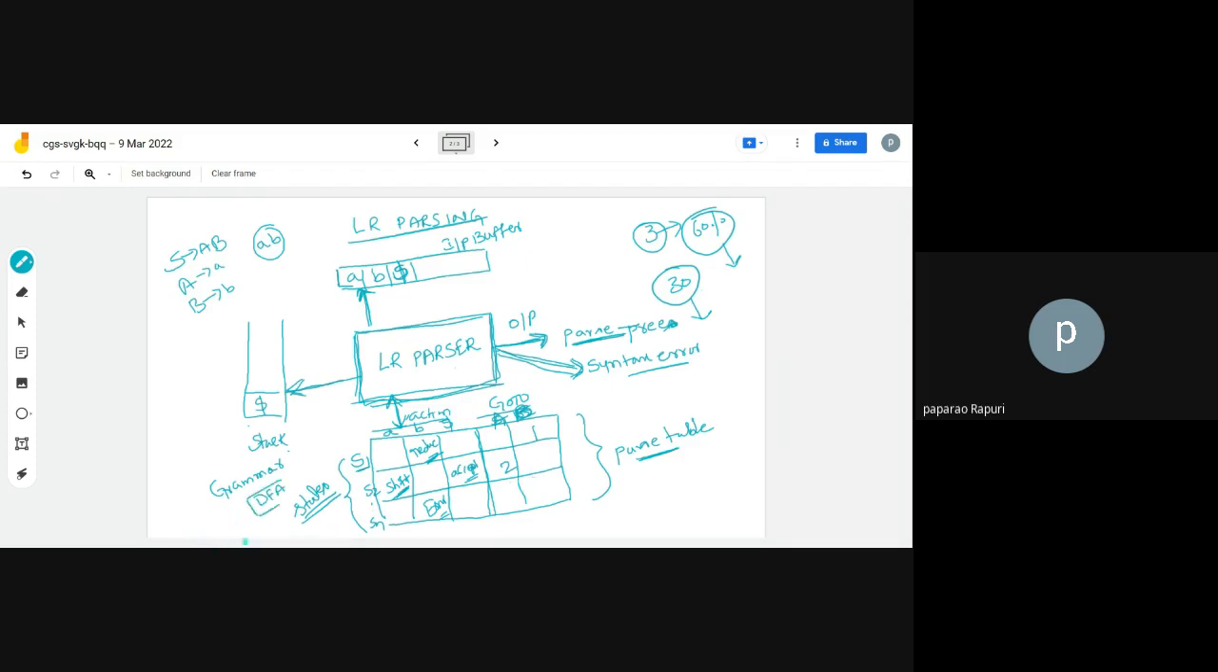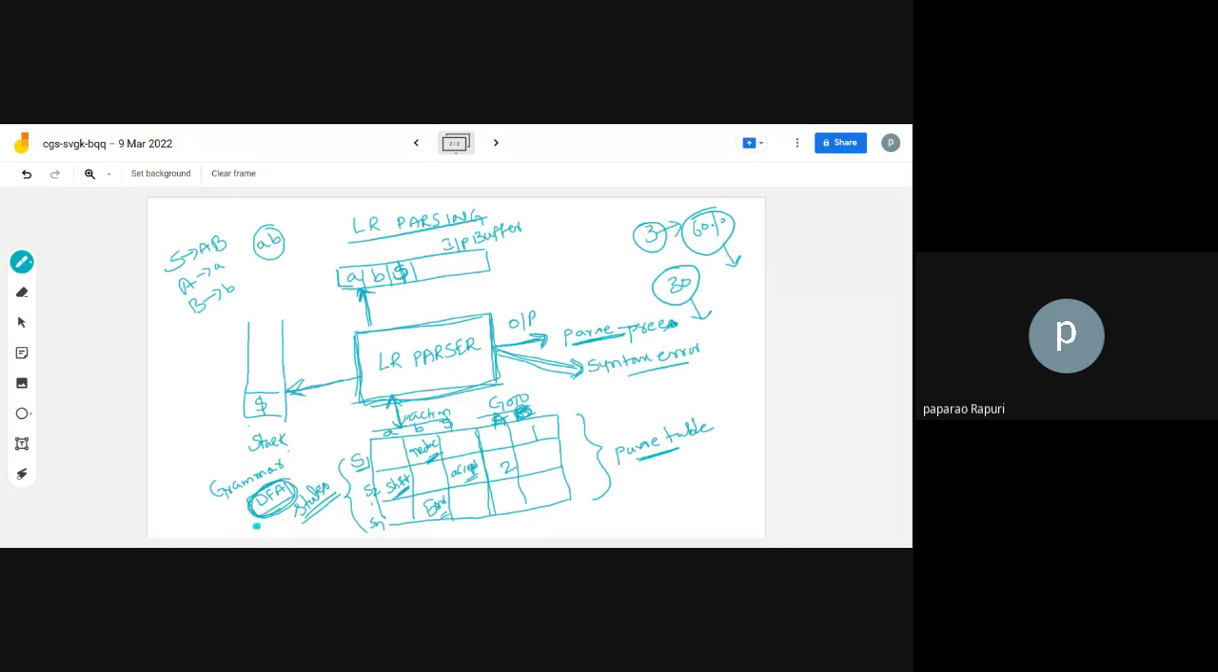Sir, in the previous classes you told us that a DFA is used in the lexical analyzer for accepting strings, and regular expressions or regular languages are also used in the lexical analyzer. Here we use a PDA for accepting the tokens and for construction of the parse tree. But why are you writing DFA? I will explain why I am calling this one a DFA.